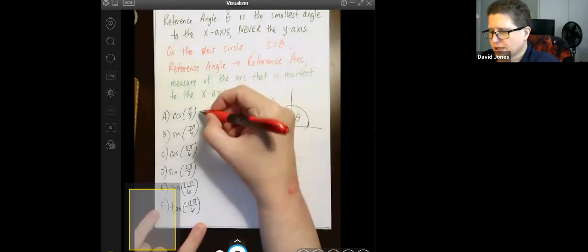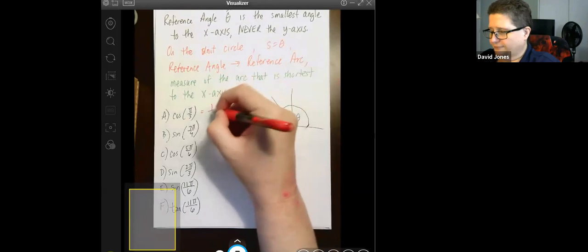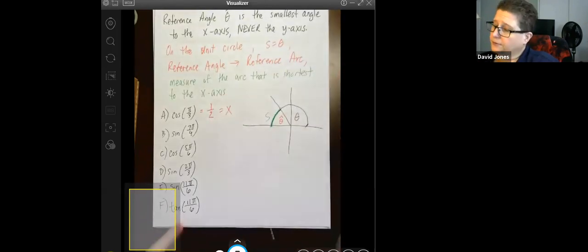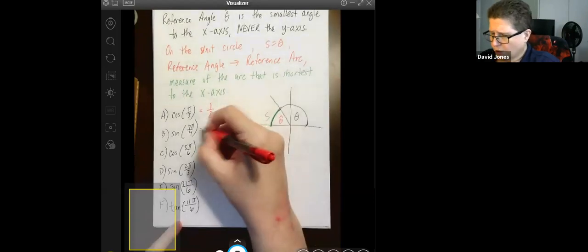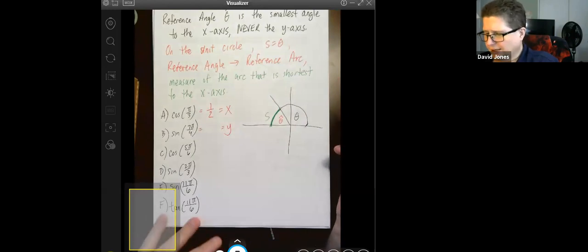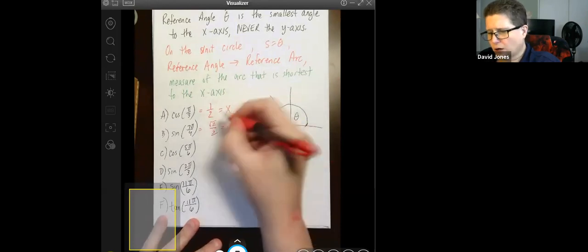So cosine pi over 3, that's the 60-degree angle. Cosine there is 1/2. Remember, cosine is the x value. Sine is our y value. 7 pi over 4 is in quadrant 4. It's the diagonal, which makes it root 2 over 2. And since it's in quadrant 4, it's negative.